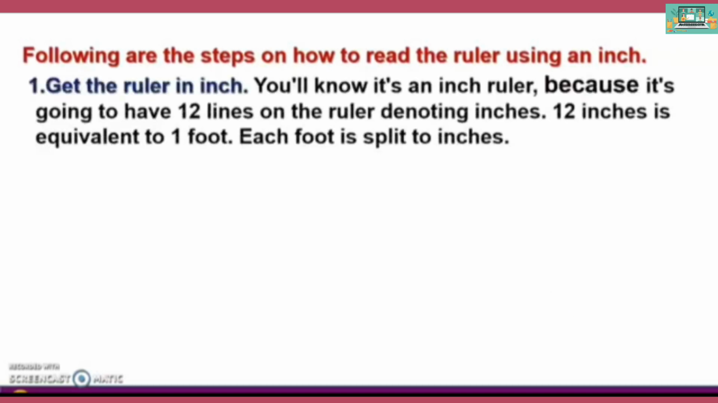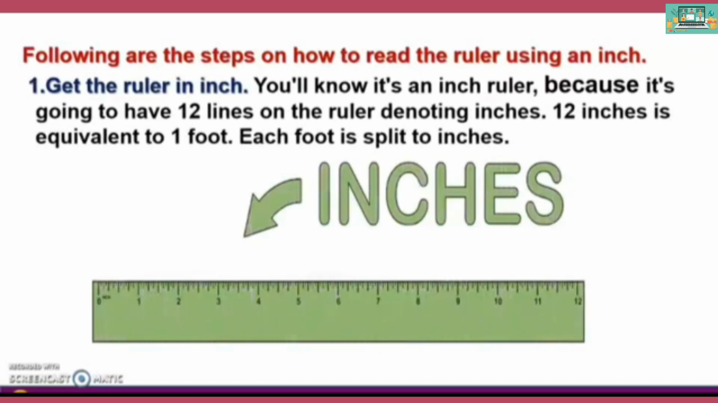Number 1. Get the ruler in inch. You'll know it's an inch ruler because it's going to have 12 lines on the ruler denoting inches. 12 inches is equivalent to 1 foot. Each foot is split into inches.